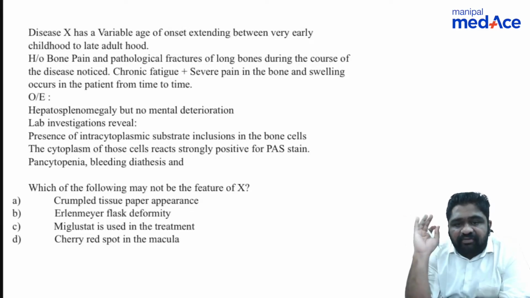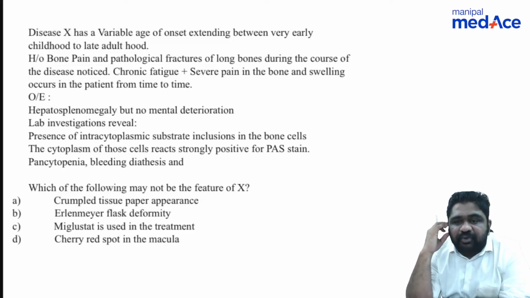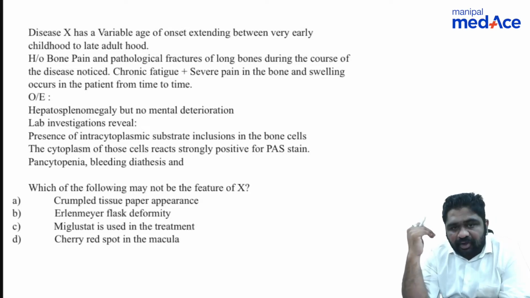Which of the following may not be a feature of disease X? Is it crumpled tissue paper appearance? Is it Erlenmeyer flask deformity? Is miglustat the drug given for treatment? Choroid spot is seen in the macula. Which one is not a feature? A, B, C, D. Which one? You should be able to answer this.